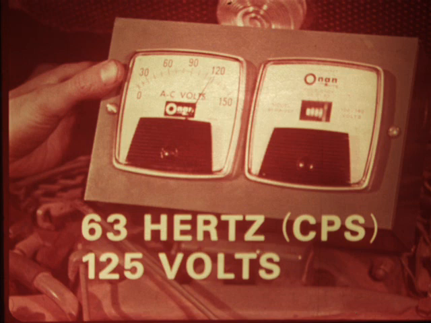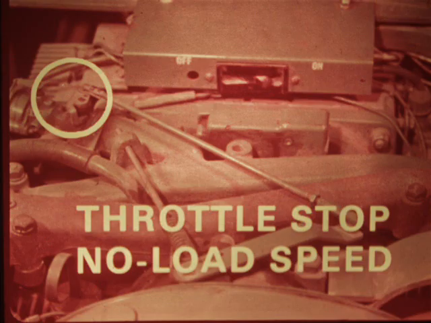Both readings go up and down with engine RPM. If they're not correct or not steady, the engine should be adjusted. To adjust the engine, first set the throttle stop screw and the no-load speed setting with 0 load on the generator. Leave the master breaker on so you can read the meter.